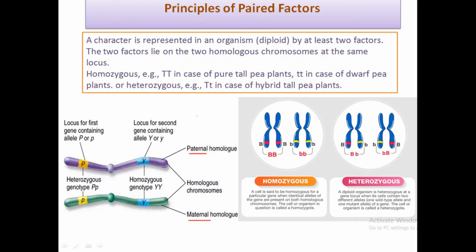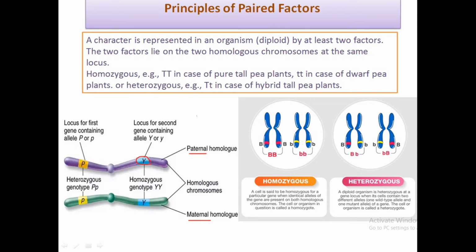So the homozygous genotype is if there is capital T, capital T, or small t, small t. Capital T is in case of pure tall pea plants and small t in case of dwarf pea plants, or the heterozygous is capital T small t in case of hybrid tall pea plant. So if both chromosomes carry the same allele, then we call it a homozygous genotype.